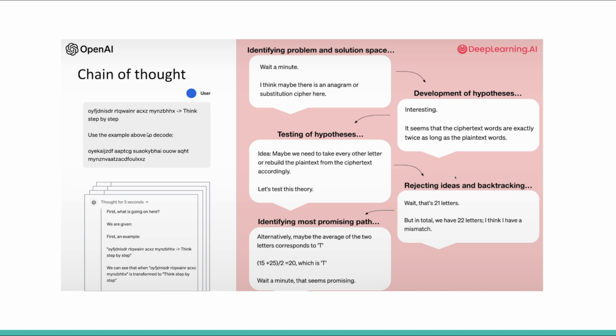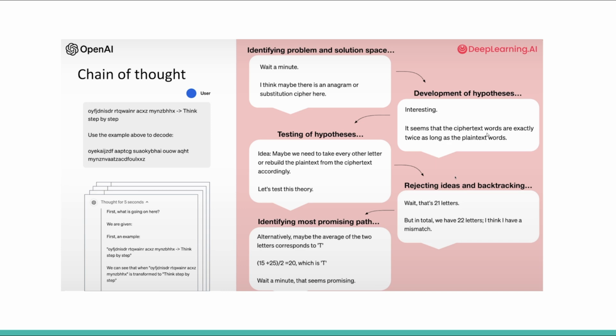And then it's saying, use this example above to decode this new encrypted string. And you can see the thought process here on the right side. It's kind of thinking to itself: it may be an anagram or substitution cipher or something like that. And then it starts developing its thesis as interesting.